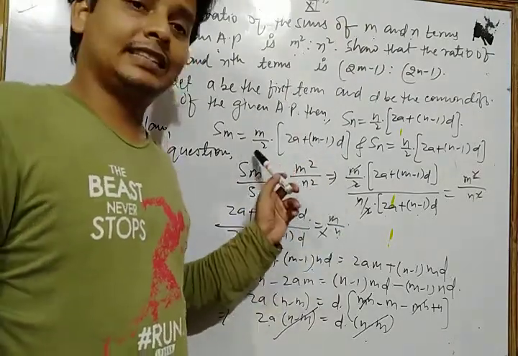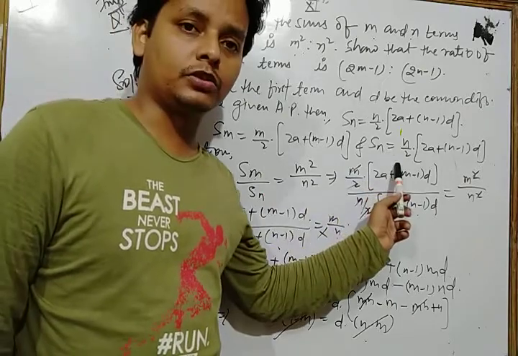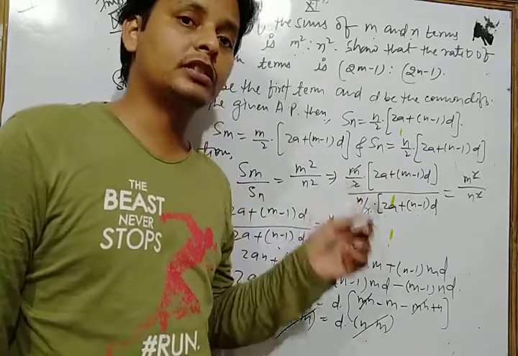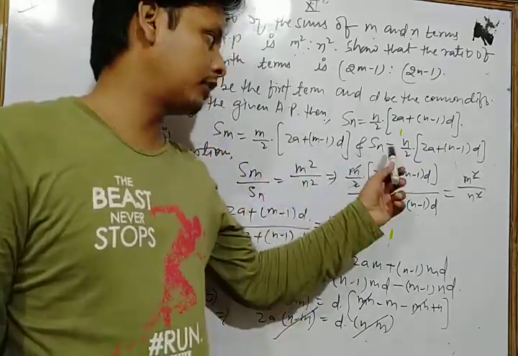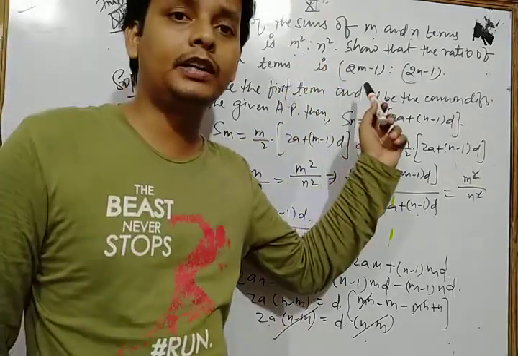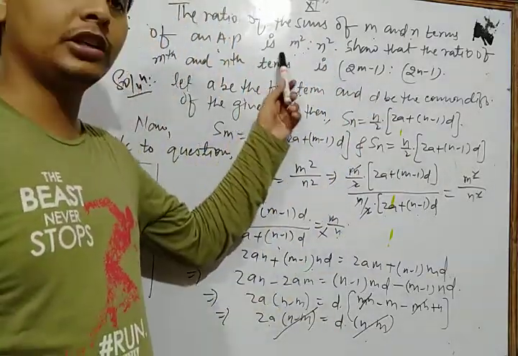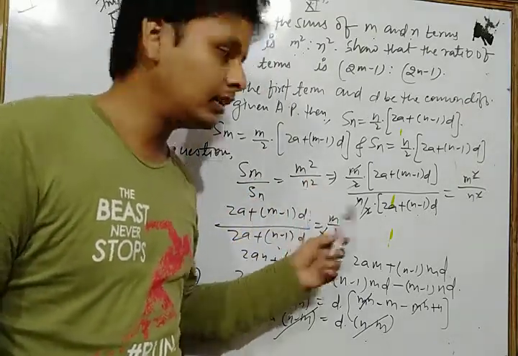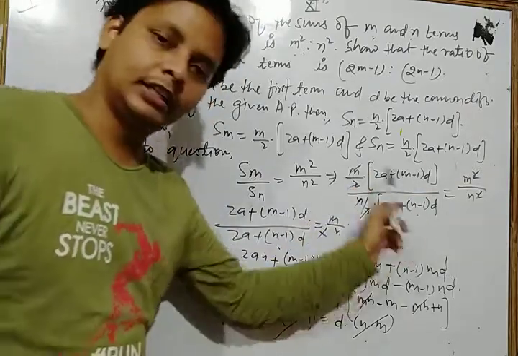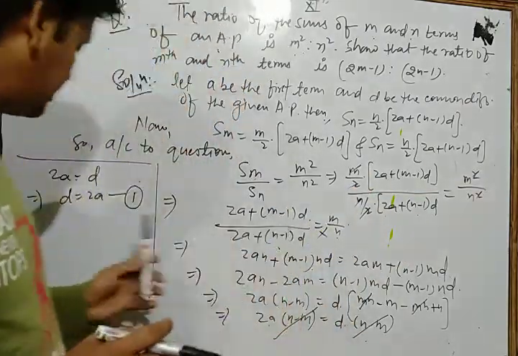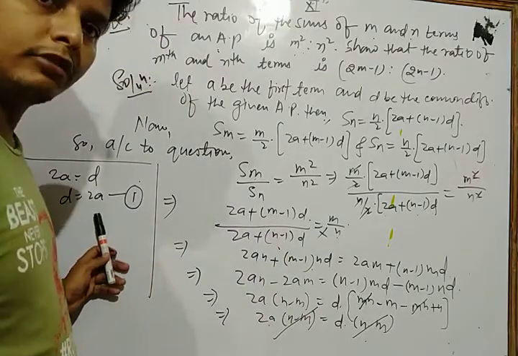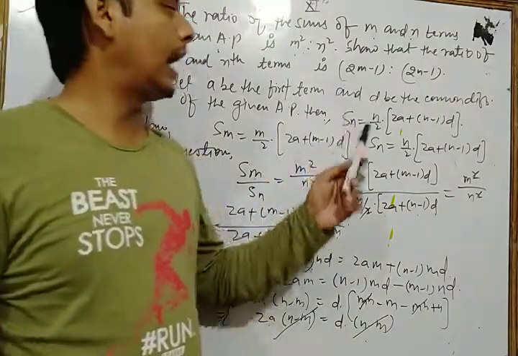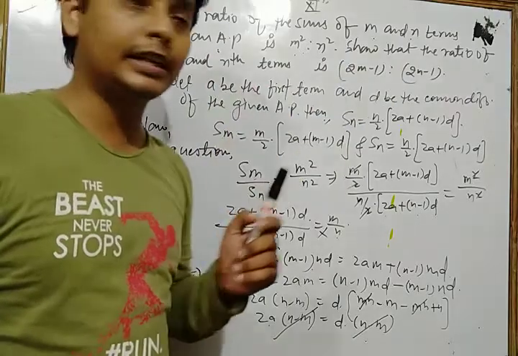Dear students, let's see once more. First of all, we write the sum of m terms and the sum of n terms. We make two equations, and according to the question, the ratio of the sum of m terms and the sum of n terms is given as m square to n square. So we apply this condition, and put the values of Sm and Sn in that condition. After solving those equations, we have a relation d is equal to 2a. Now we have to show the ratio of the mth and nth terms.